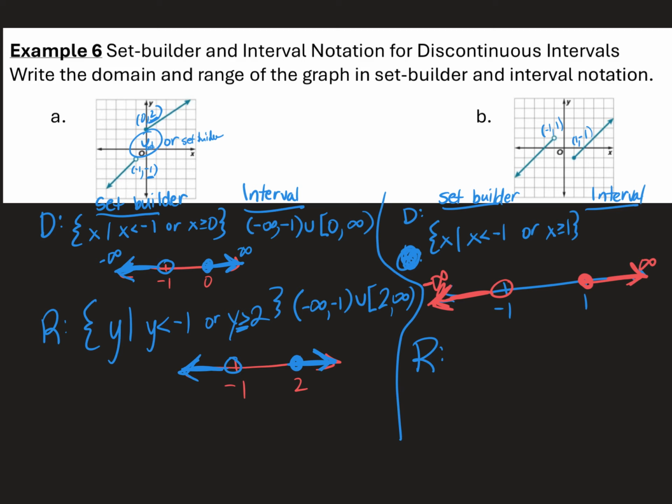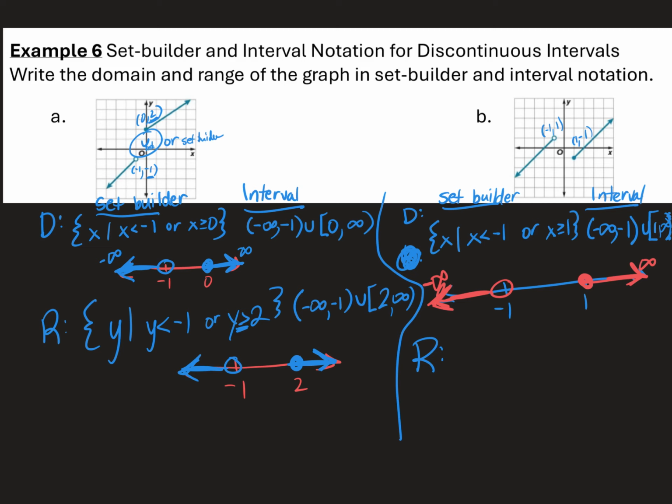So my interval notation would be from negative infinity to -1. I don't think I've said this up until now: negative infinity and positive infinity always get a parenthesis. And then union, bracket because of the closed circle, 1 to infinity, with a parenthesis because positive infinity always gets a parenthesis.